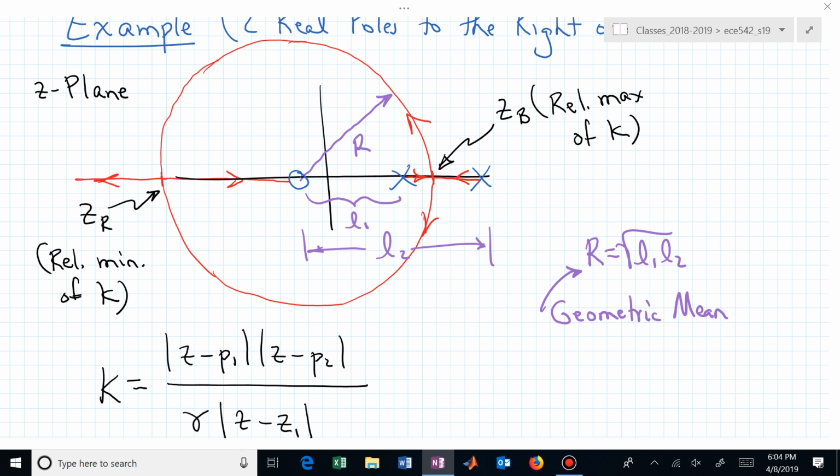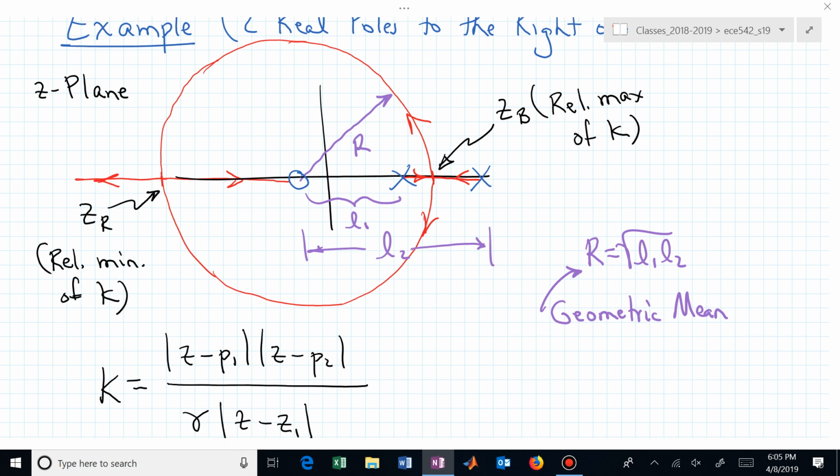And what was my gain? 16.8. Where were those poles located at 16.7? Right at the re-entry. So we went from 16.7 as a gain to 16.8, 16.9, 17. Do you see that that was a relative minimum value of gain K at the re-entry? But you could compute those for a given P1, P2, Z1, and gamma.